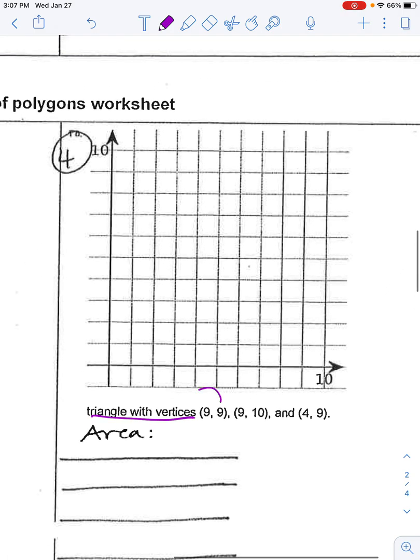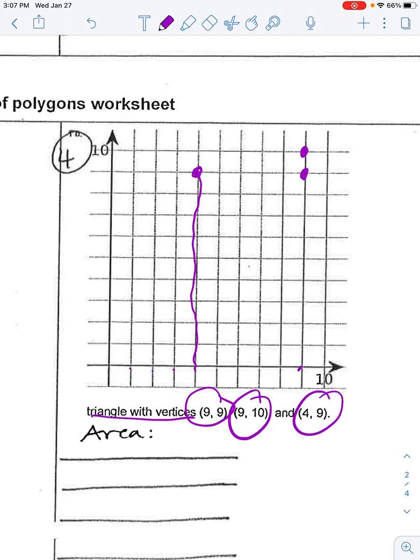Triangle. All right, here's the 3 to plot. 9, 9, to the right 9, up 9. 9, 10 would be to the right 9, up 10. Guess it's not going to be too much bigger. And 4, 9, to the right 4. 1, 2, 3, 4. Up 9 would be right there.